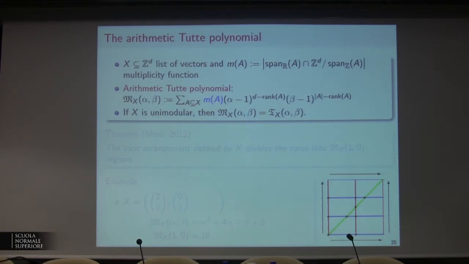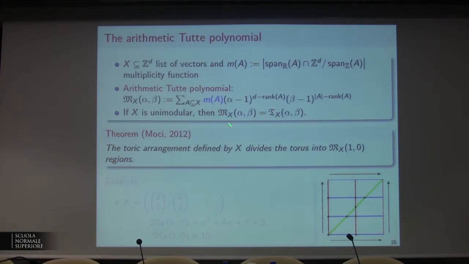more general structures. Here's a theorem by Lucamucci, which tells us that the number of connected components of the complement of our real toric arrangement is given as an evaluation of the arithmetic Tutte polynomial. Here in our example, we can count 1, 2, 3, 4, 5, 6, 7, 8, 9, 10 connected components, and this is also what the arithmetic Tutte polynomial gives us.